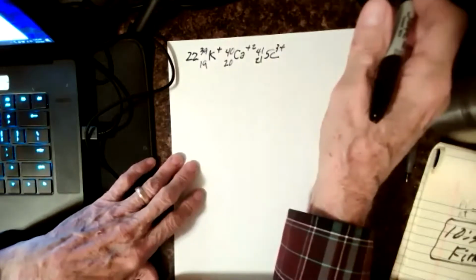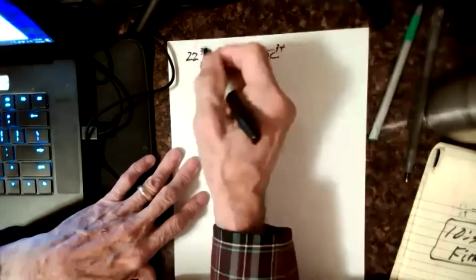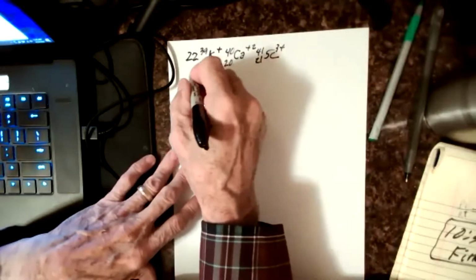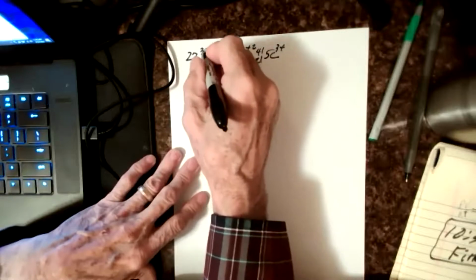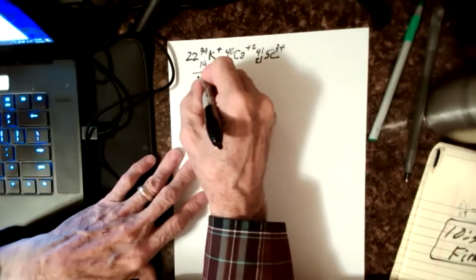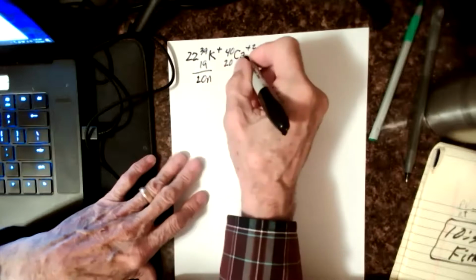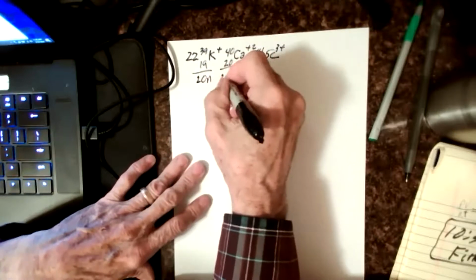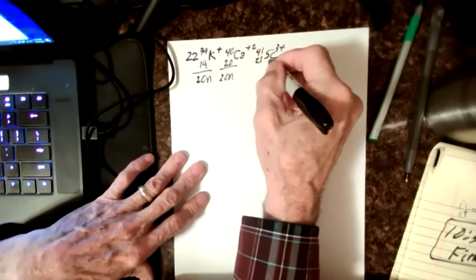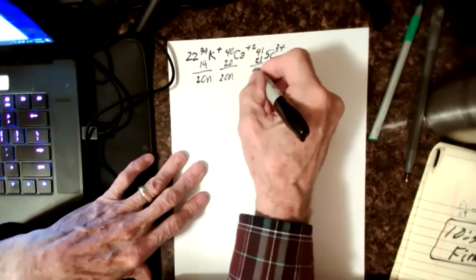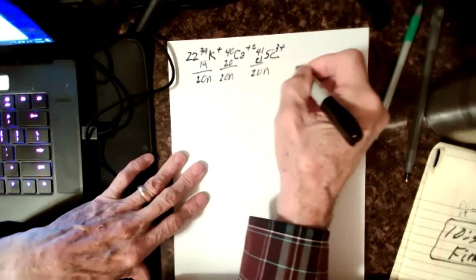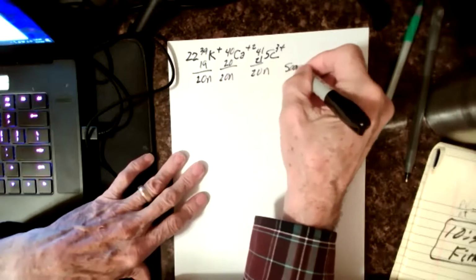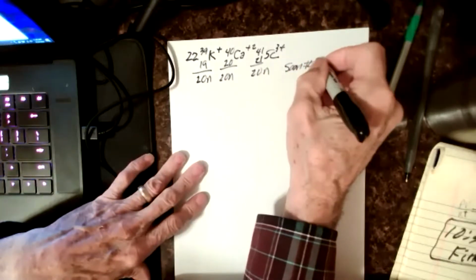They have the same number of something or other. Well, let's see about neutrons. Subtract that number from that number, we get 20 neutrons in this one. And in this one, we get also 20 neutrons. And this one, when you subtract, we get 20 neutrons. So they have the same number of neutrons.